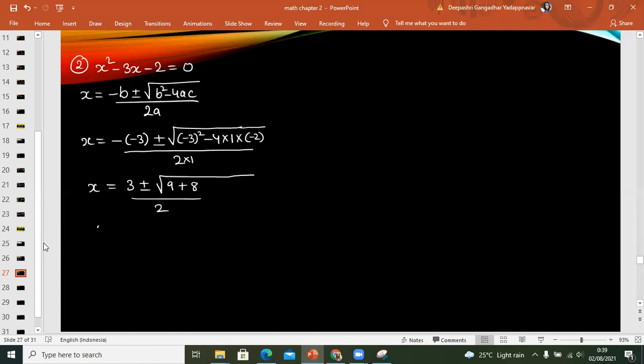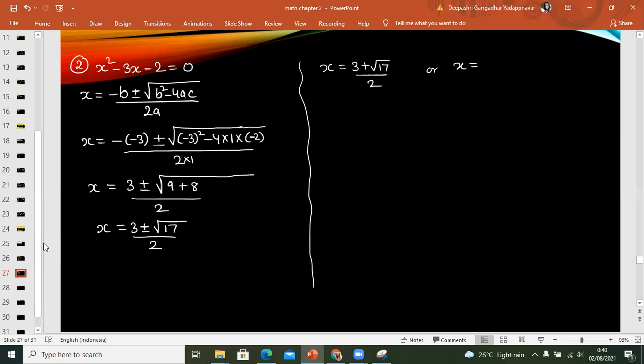Divide by 2. X equals 3 plus or minus the square root of 9 plus 8, which is 17, divided by 2. Now the next step: square root of 17. We don't have any exact answer for the square root of 17, so we will keep it as it is. Let us separate this. I will write it here: x equals 3 plus square root of 17 divided by 2, or the next one with a negative sign.